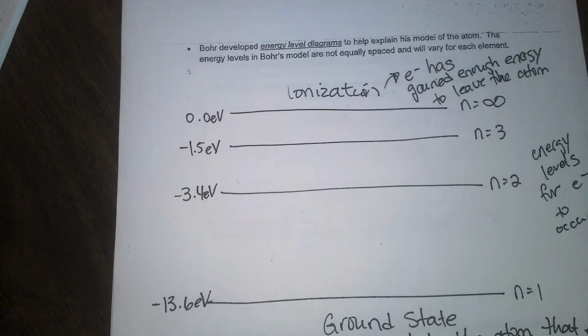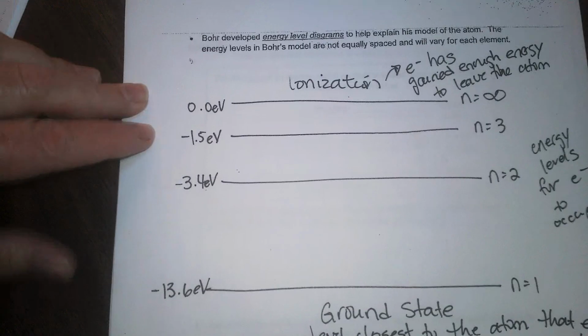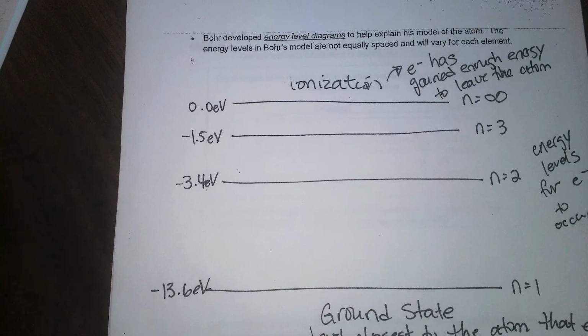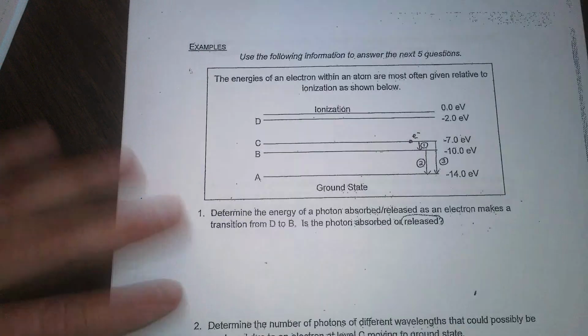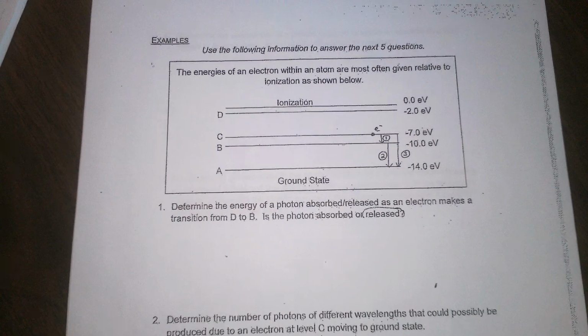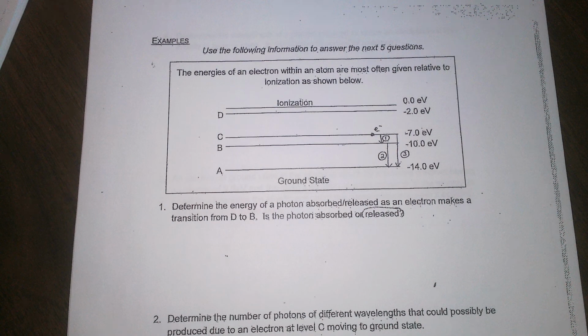These values here are common: the 0, 1.5, 3.4, 13.6. They're common, but they're not standard. If we look at this example, it says use the following information to answer the next 5 questions. So this is a typical diploma setup. They'll give you something in a box and tell you it's for the next 2 questions, or the next 3 questions. We don't have written answers on the diploma like you do in math. We have multiple choice and numerical response.